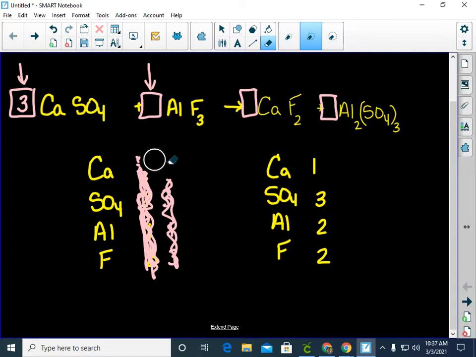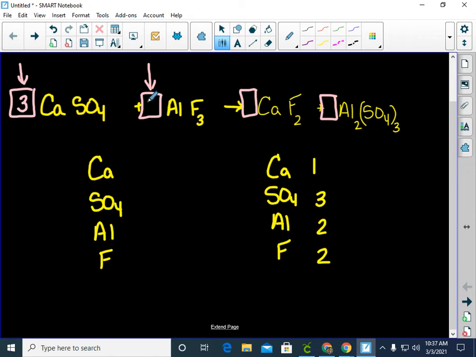I'm just erasing this to keep it neater. These numbers mean nothing to me. What number do you want to put here that when multiplied through to this AlF3, it's going to give me 2 aluminums? 2. Now recount. 3 calciums didn't change. 3 sulfates didn't change. But now I have 2 aluminums and I have 6 fluorines.